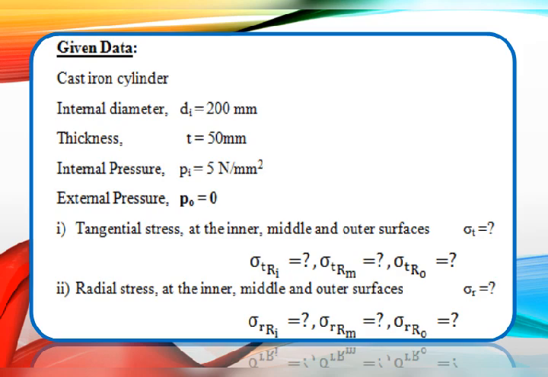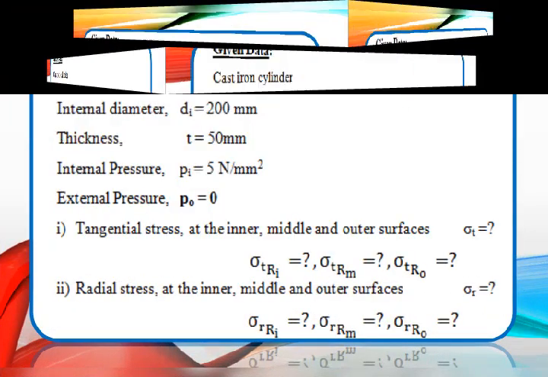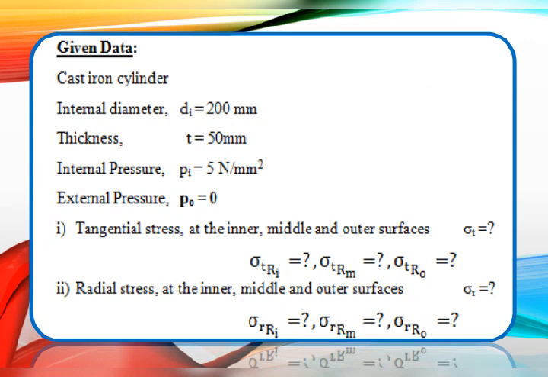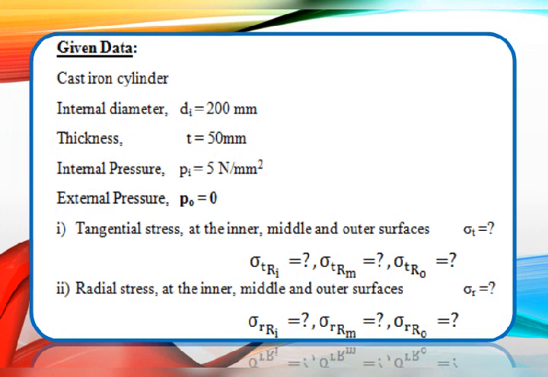Calculate the tangential and radial stresses. Tangential stress is denoted by sigma T, and radial stress is denoted by sigma R, at the inner, middle and outer surfaces. Correspondingly we can denote sigma T at Ri equal to question mark, sigma T at Rm and sigma T at R naught, and radial stresses sigma R at Ri, sigma R at Rm and sigma R at R naught, where Ri, Rm and R naught indicate the radius at the inner, middle and outer surfaces respectively, sigma T indicates tangential stress and sigma R indicates radial stress.